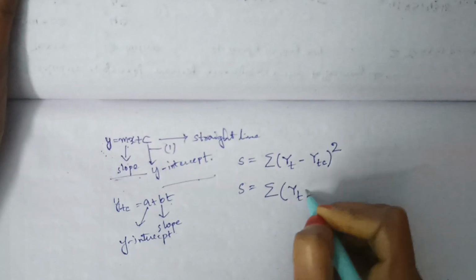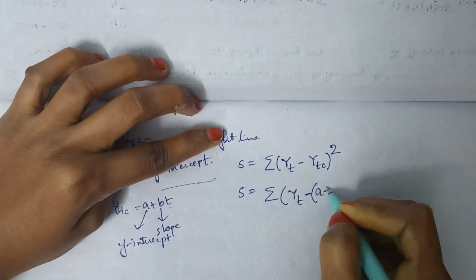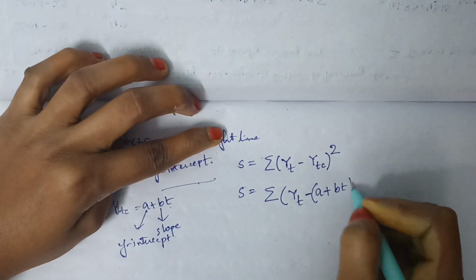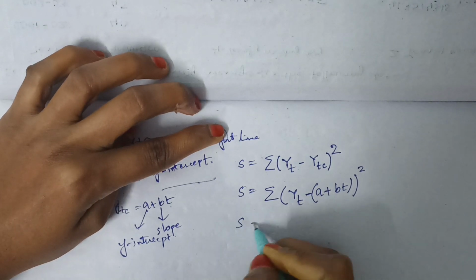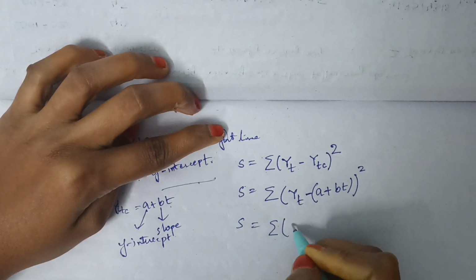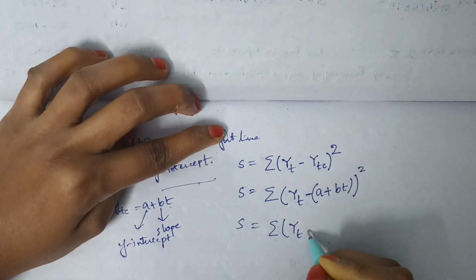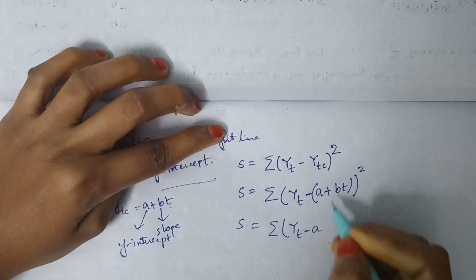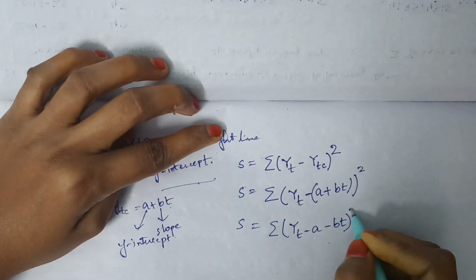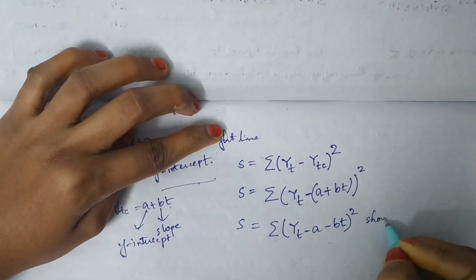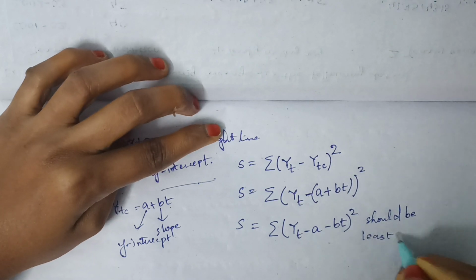of (yt minus (a plus bt)) whole square, and we get the summation of (yt minus a minus bt) whole square, since minus into plus is minus. This should be least.